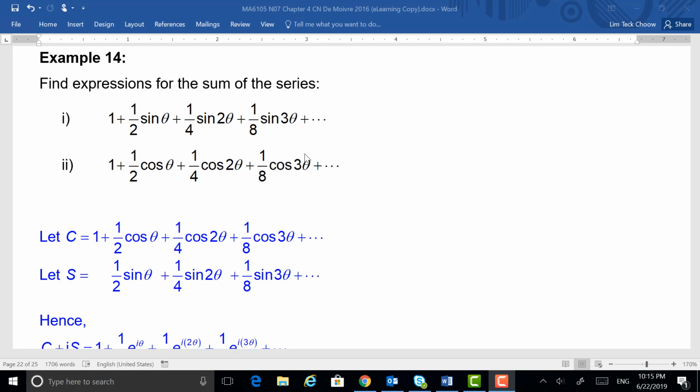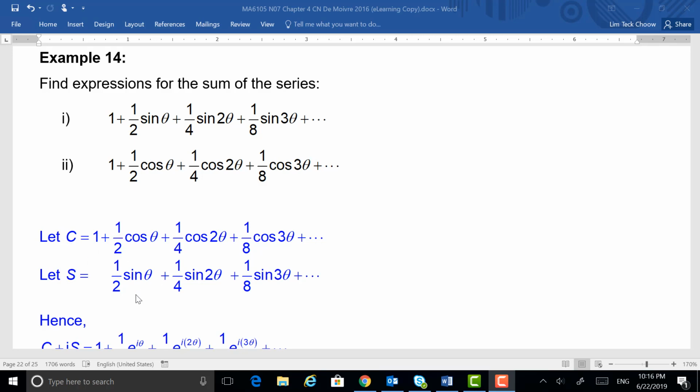For this question, let's take the approach by starting off with letting C be this and letting S be this. Look carefully, C is exactly the part 2, whereas S is only a part. What do you mean, a part of part 1? Look carefully between part 1 and S. It is short of 1, right? Short of 1.